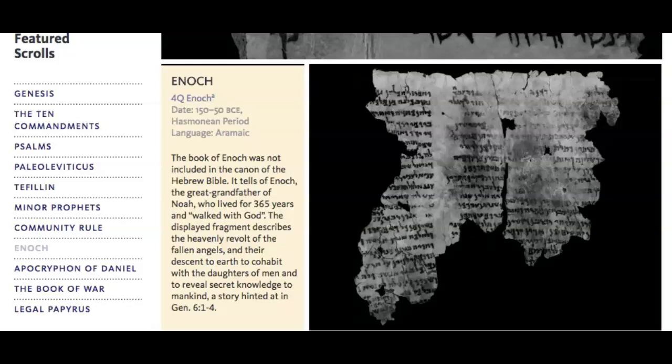Here we are at the Dead Sea Scrolls website, and guess what one of the scrolls was found there? Well, the Book of Enoch scroll was found along with Genesis, the Ten Commandments, the Psalms, the Minor Prophets, and Enoch also, and here is the Enoch scroll. We also see Enoch being quoted in the scripture itself in Brashith, or Genesis chapter 5, verse 24. So we even see Enoch being quoted in the Torah too.